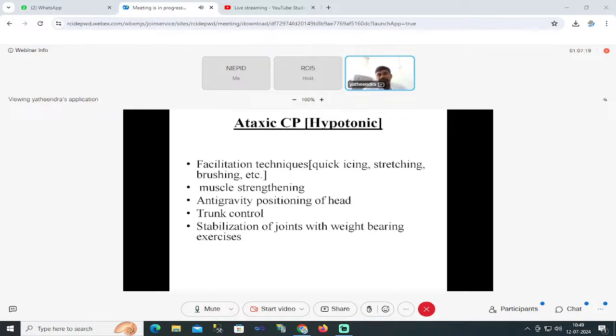Like suppose the same icing: in the earlier case, I was telling you to apply ice for a prolonged period of time. But now I mention here it is quick icing, quick stretching, quick brushing. All these things will facilitate the tone in the muscle. Then muscle strengthening, anti-gravity positioning of the head, trunk control exercises, and stabilization of joints with weight bearing exercises.